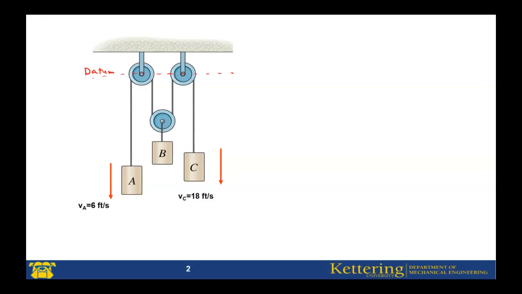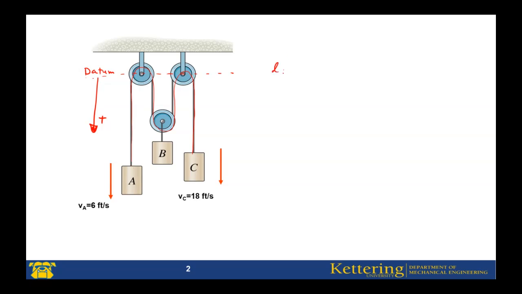Then select the coordinate system. From the datum line, this direction will be positive. I consider downward as the positive direction. And then we need to find the position of the blocks or the particles based on the datum line. For example, this is only one chord. To relate the position of A, B, and C, we need to write the position equation. How can we write the position equation?